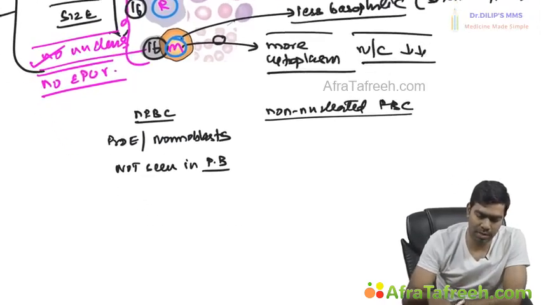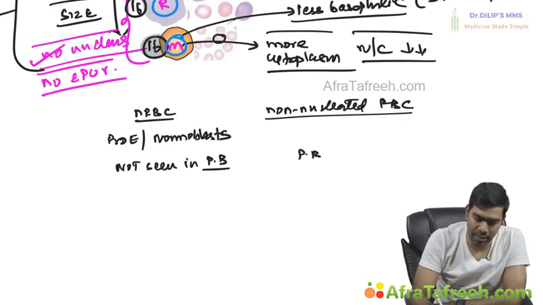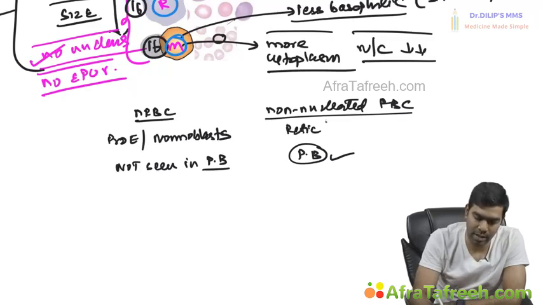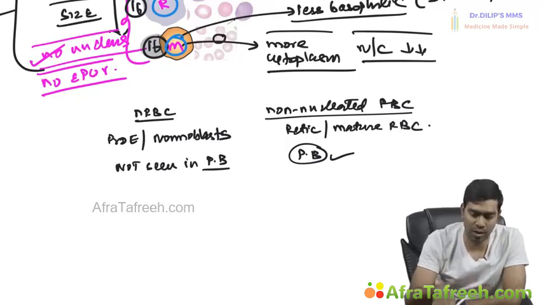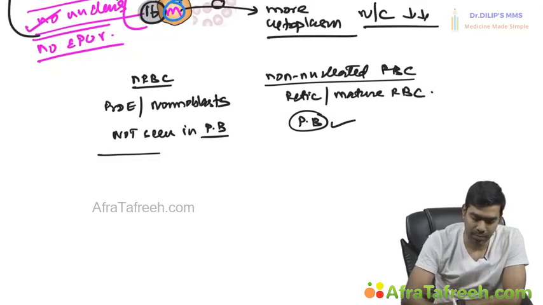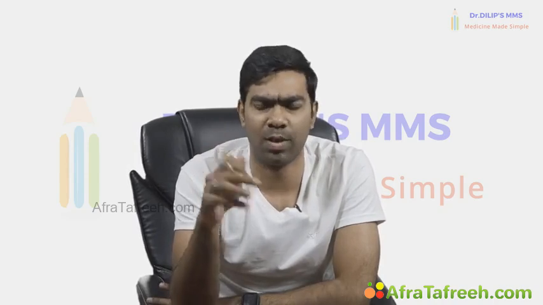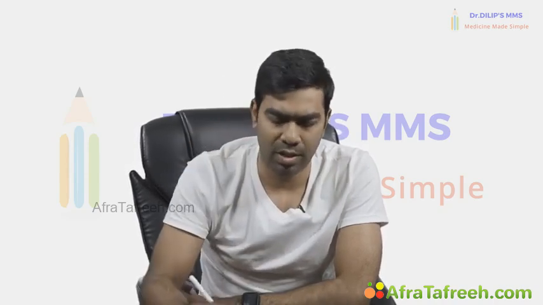Whereas non-nucleated RBCs are seen in the peripheral blood, and they include 2 things. One is the reticulocyte, and the second is the mature RBC. These are the 2 things included under non-nucleated RBCs. Both nucleated as well as non-nucleated RBCs can be seen in the bone marrow. That's a well-known fact. So bone marrow can contain both mature RBCs and reticulocytes, as well as the nucleated cells like proerythroblast and normoblast. All these can be seen in a bone marrow.